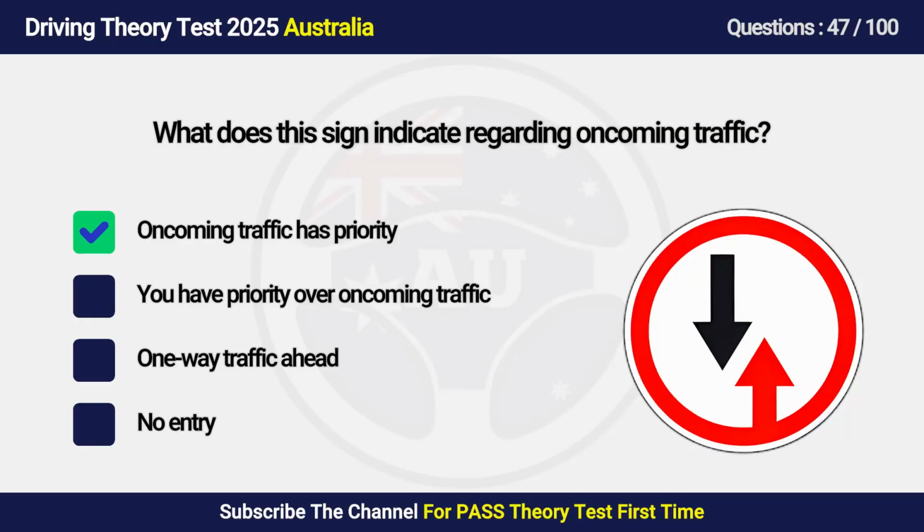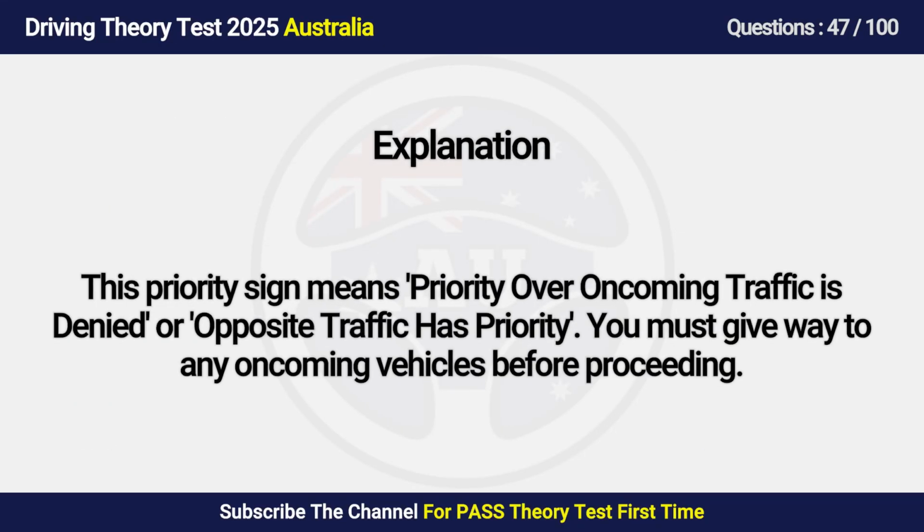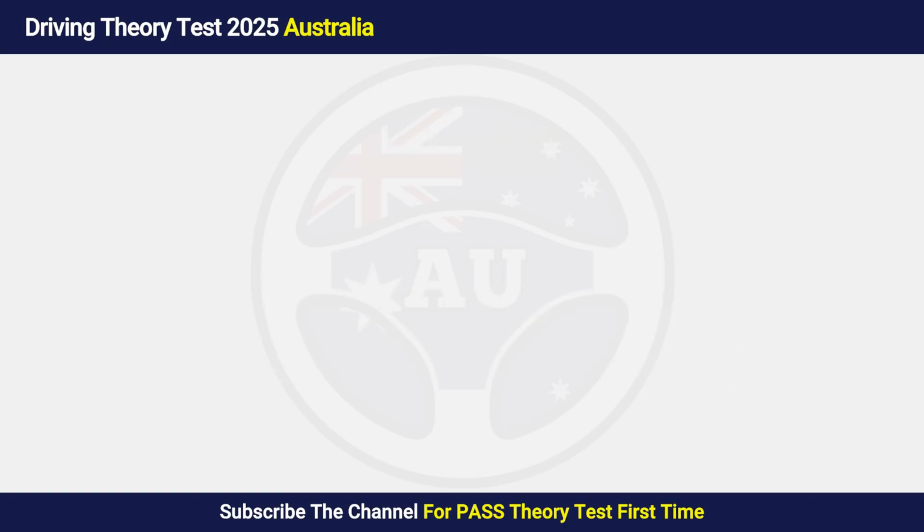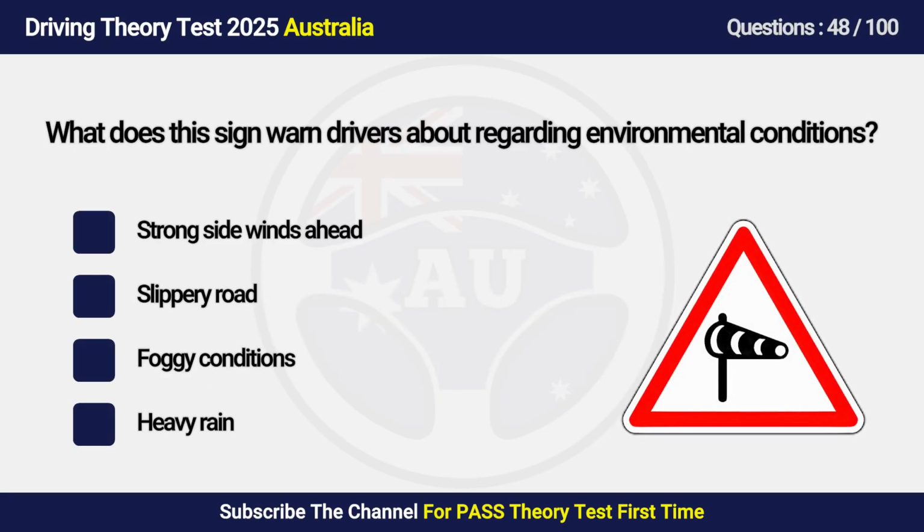Answer is A. Oncoming traffic has priority. This priority sign means opposite traffic has priority. You must give way to any oncoming vehicles before proceeding. Question 48. What does this sign warn drivers about regarding environmental conditions?